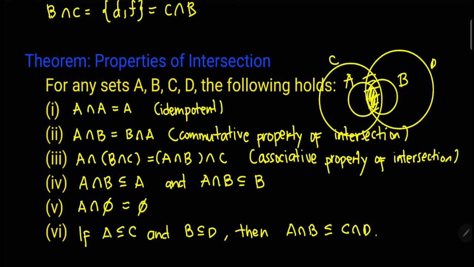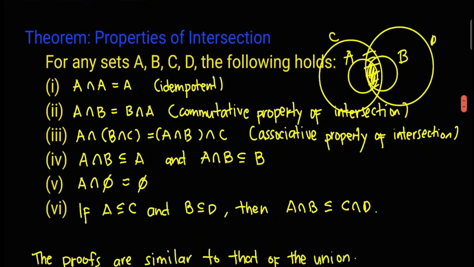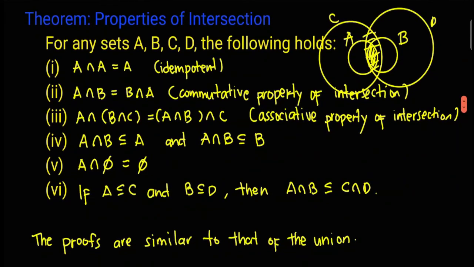it contains A intersection B. All of these properties can be easily shown using the same technique that we used in the union. So the proof will be left as an exercise. Again, this is a good exercise or practice for you to reinforce the concept that you've learned, and this is also to show that you understood the concept of proving. Now here, what you're going to use are properties of the logical operator, since intersection is defined using the logical operator and.